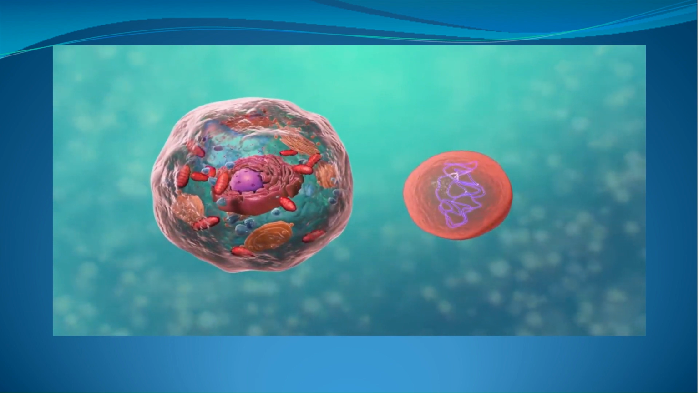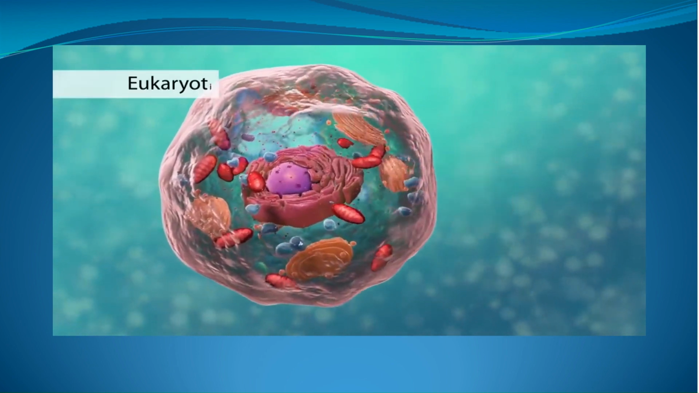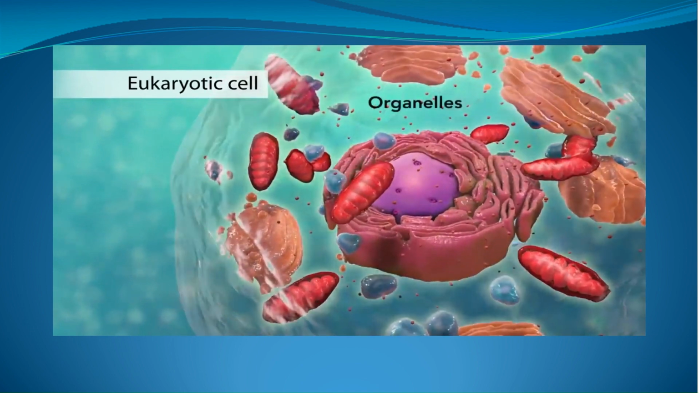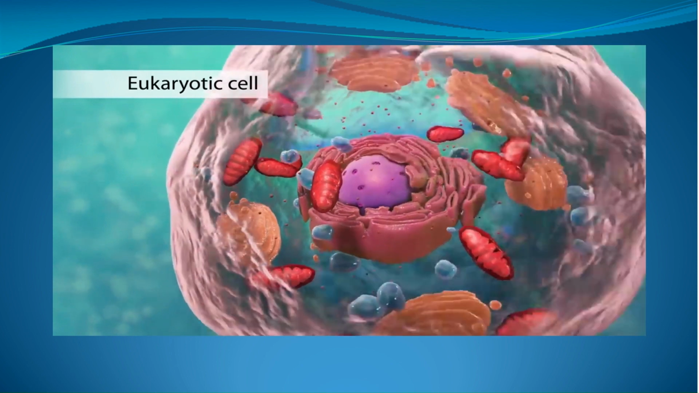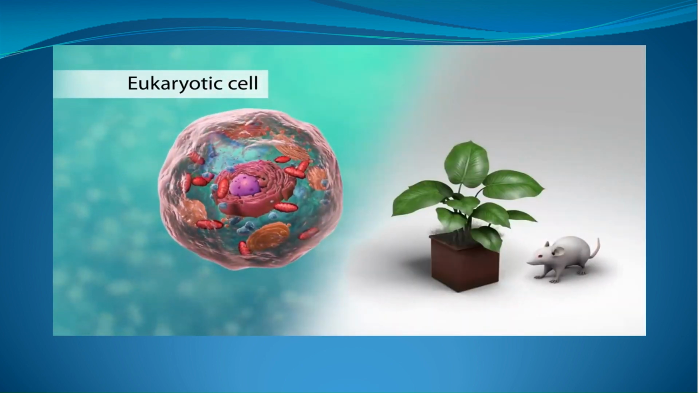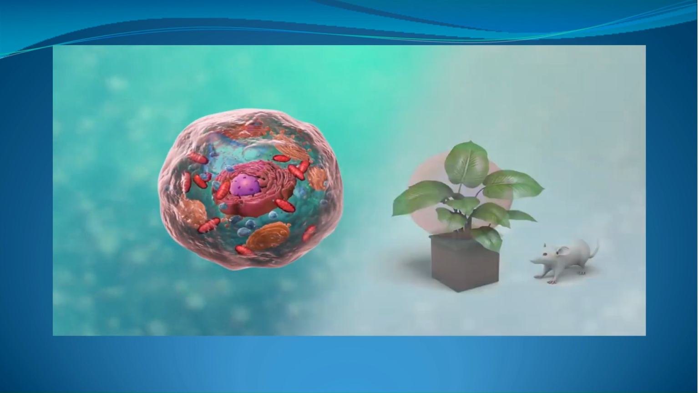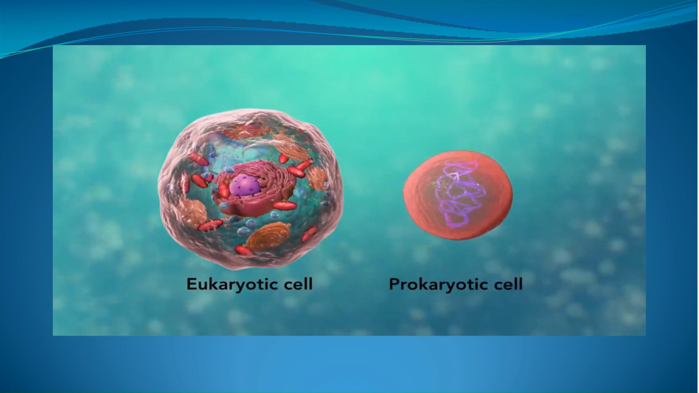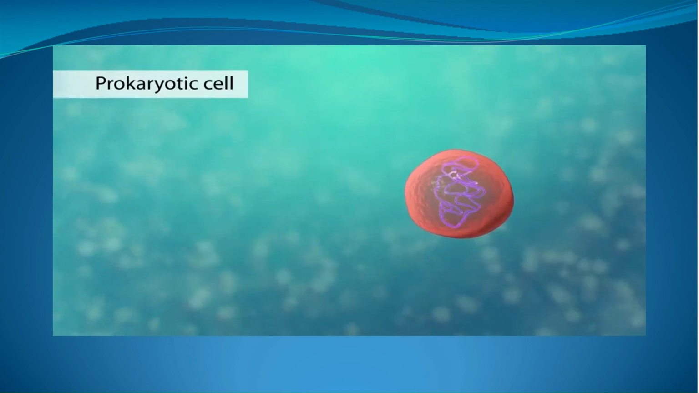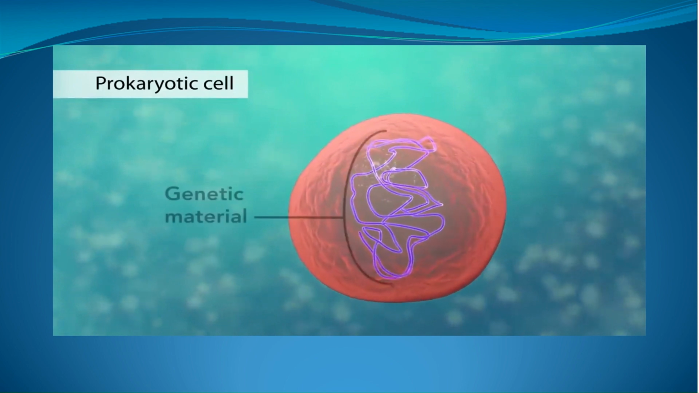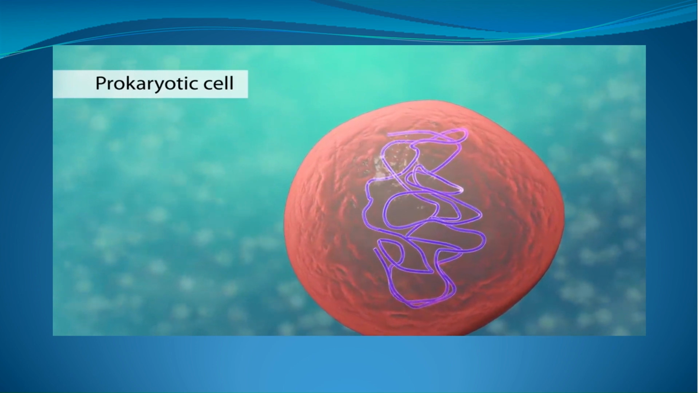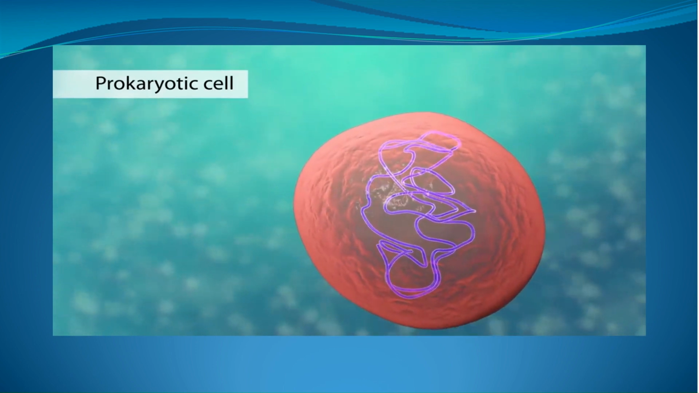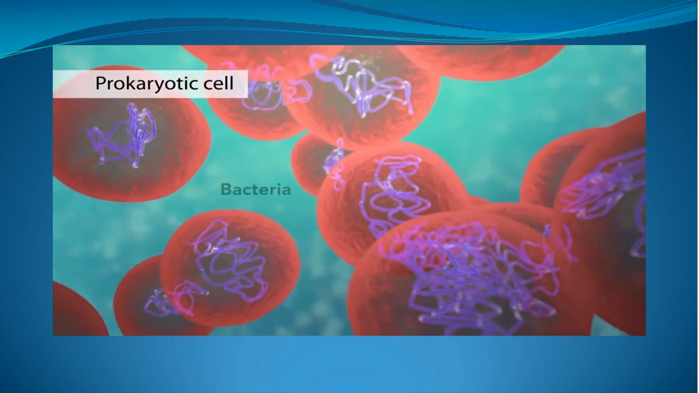The first category is eukaryotic cells. They have organelles, which include the nucleus and other special parts. Eukaryotic cells are more advanced, complex cells, such as those found in plants and animals. The second is the prokaryotic cell. They do not have a nucleus or membrane-enclosed organelles. They do have genetic material, but it's not contained within a nucleus. Prokaryotic cells are always one-celled or unicellular organisms, such as bacteria.